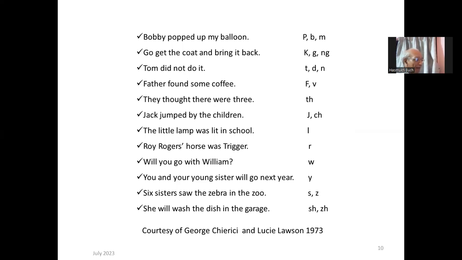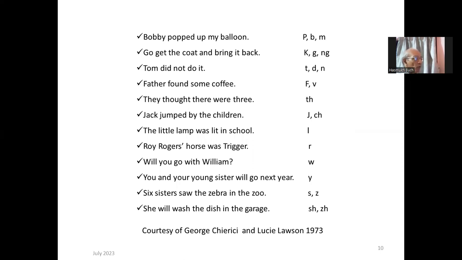Jack jumped by the children. J and CH. CH is top. Chair, as for example. Chairman. The little girl was late in school. L. Royal Rogers' horse was triggered. R. Will you go with William? No, we have not considered W. You and your young sister will go next year. Why have we not considered it so far?